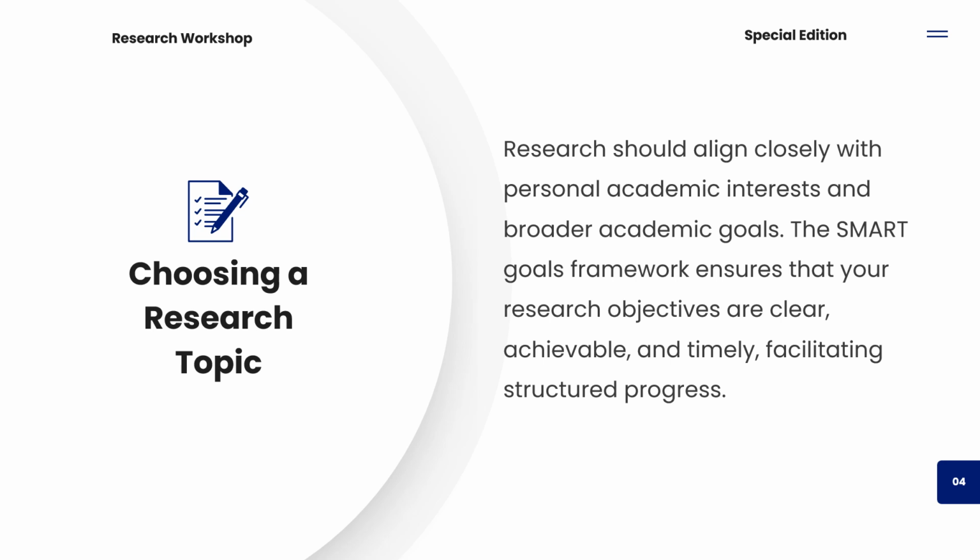So another thing you have to understand is that whatever you are doing as a research must follow a SMART framework. All right. Whatever you want to do as your goal, as your objective in your research, it has to follow the SMART framework. And what is the SMART framework? SMART simply means specific, measurable, achievable, realistic, and time bound. Your research topic, your objective, your goal must be specific. What are you actually doing?